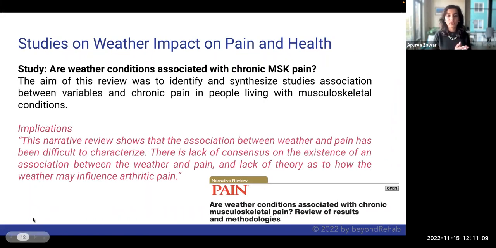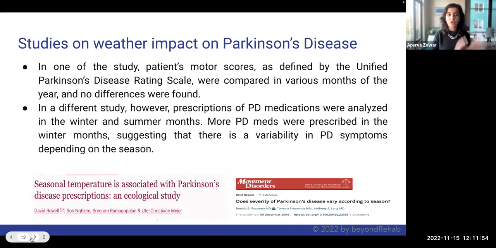The other study was more of a narrative study, and it primarily focused on understanding how weather conditions are associated with chronic musculoskeletal pain. The aim of the study was to identify and synthesize the studies' association between variables and chronic pain in people living with musculoskeletal conditions. What they found was that the review shows the association between the weather and pain has been very difficult to characterize, and there is a lack of consensus on the existence of an association between the weather and pain, and a lack of theory as to how weather may influence arthritic pain. So this was more from the chronic pain standpoint.